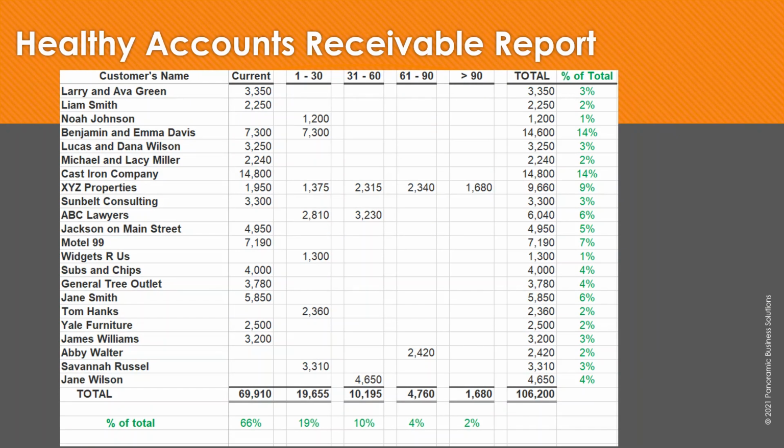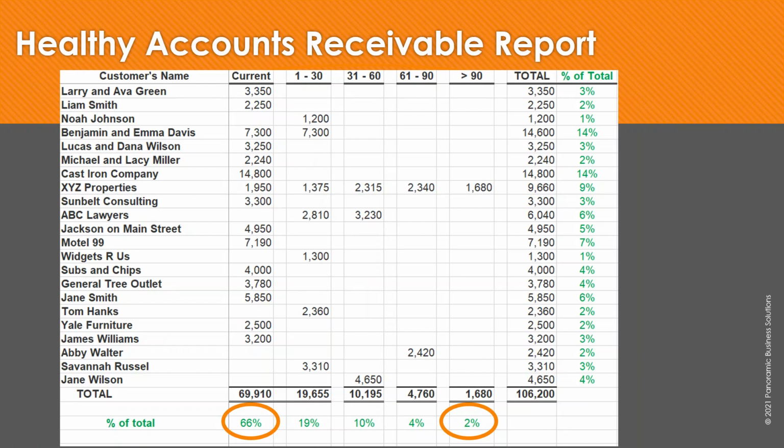So in this example, notice how 66% of our total is in the current column. This is very healthy. This means that the majority of your customers don't really owe you money yet because they haven't hit the terms of the agreement. Also notice how when you move all the way to the right to the over 90-day column, it continues to decline. And so we've only got 2% that's owed to us that's severely past due. This is an example of what you would want to see on your report. The majority is in the current and it steadily declines.